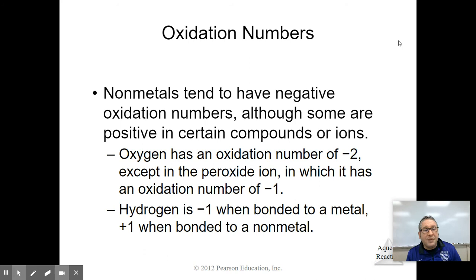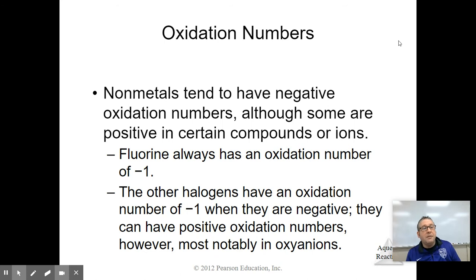Okay, but if it's bonded with a nonmetal, then it'll have a +1. Fluorine will always have an oxidation number of -1. The other halogens in group 7 will typically have an oxidation number of -1, except if they are in a situation where they might be positive. This usually happens in oxyanions or polyatomic ions.